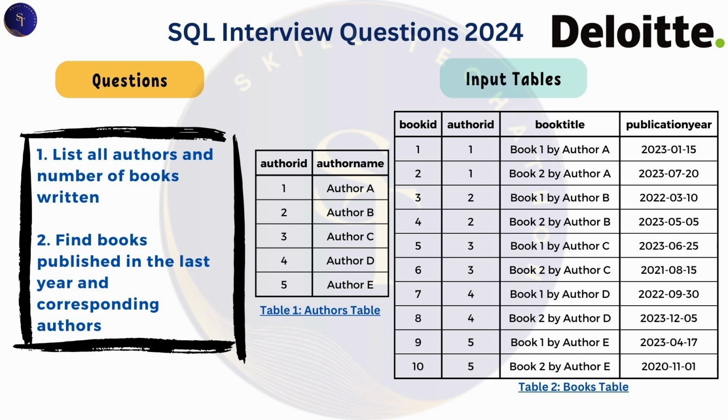In the output, first we need to list all the authors and the number of books written. So first will be author name and the number of books written by that author. Then we need to find the books published in the last year and the corresponding authors. So we need to write a query for this. Let's go to SQL and check how we can do it.